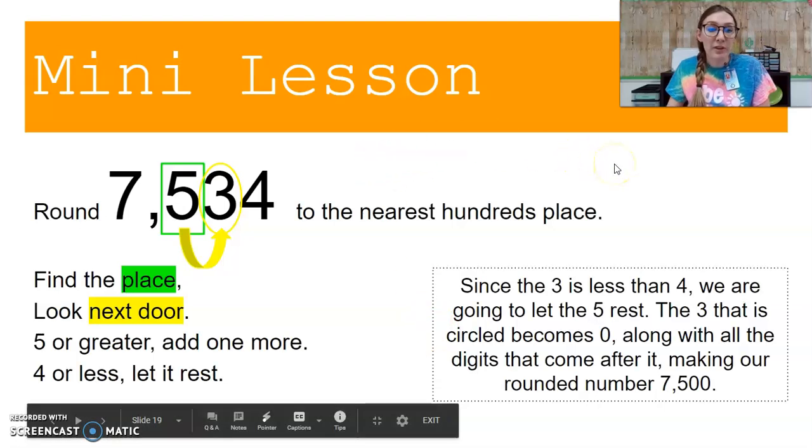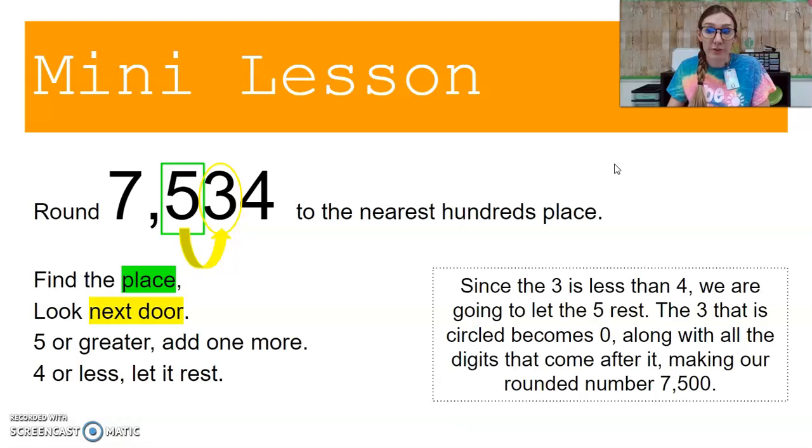So for example, let's round 7,534 to the nearest hundreds place. So let's read our rhyme together. Find the place. So we're looking for the hundreds place. I'm going to find the hundreds place. I'm going to put a box around it.